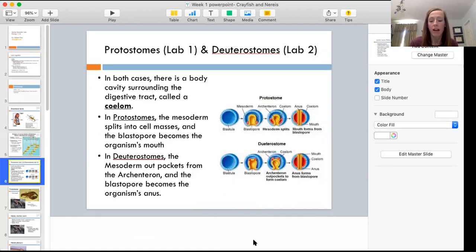All right, this picture shows kind of what I just said. You can see that in both protostomes, which we're going to talk about today, and deuterostomes, which we're going to talk about next week, there is a body cavity within the body wall. This blue is the outside, which will become the body wall for both. And then there's a digestive tract that will ultimately form. The yellow is going to become their digestive system. And then the mesoderm is in between. That's going to be the coelom.